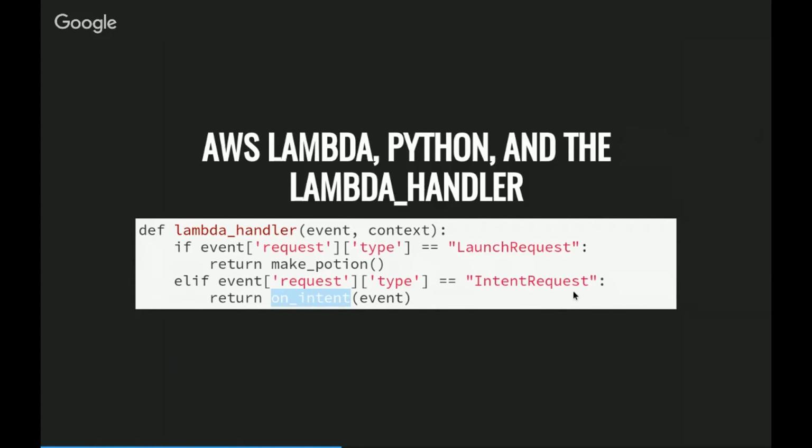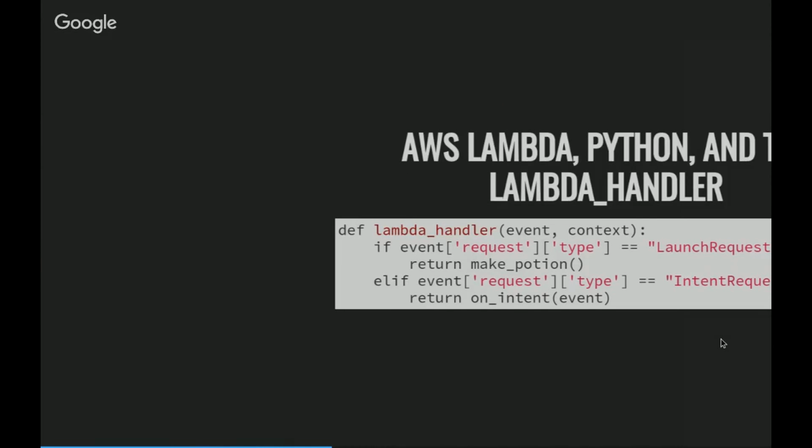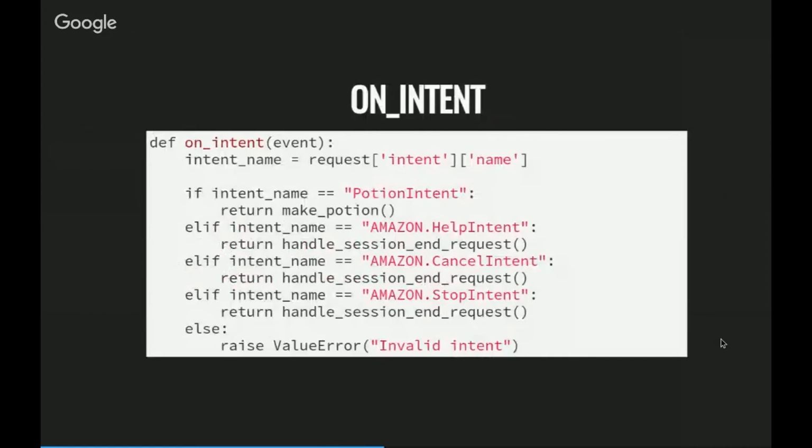So we'll go back one more and take a look at what these request types look like. So here we go. Here's the request. Request type is intent request. And then inside intent, we have the name of the intent, potion intent. Hopefully that makes sense. Okay, so next up, we're going to go to the onIntent event.